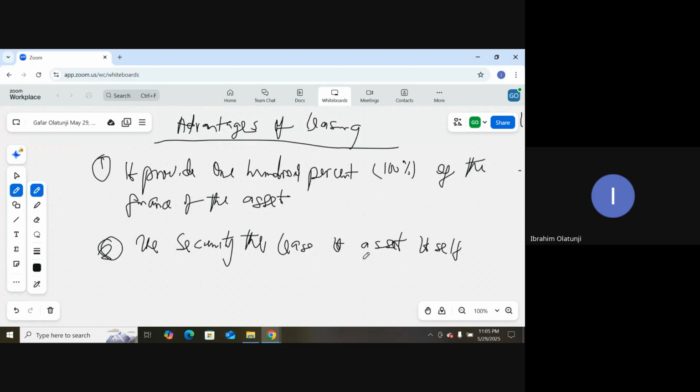Is it clear? Yes. So when you talk about assets that will be retrieved from you, I said maybe if the lessee, at the end of the day, is not able to pay the rent or something, is it still the same asset that will be retrieved from the person? Yes.